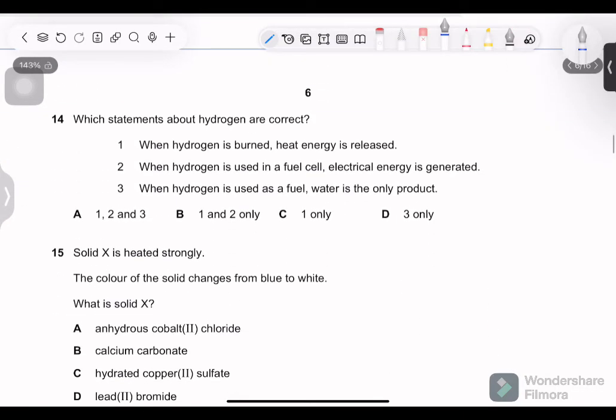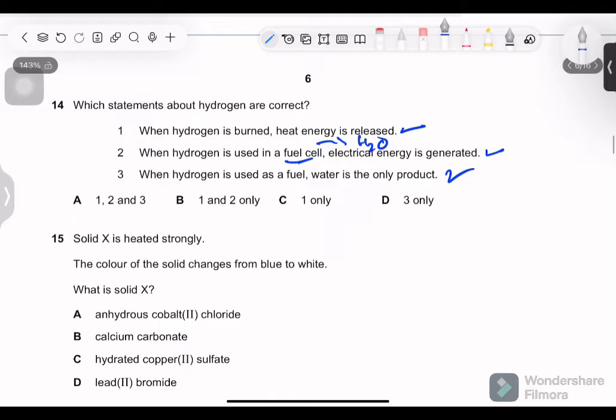Which statements about hydrogen are correct? When hydrogen is burned, heat energy is released. Well, why not? Yes. When anything is burned, heat energy is released because combustion is an exothermic reaction. When hydrogen is used in a fuel cell, electrical energy is generated. Yes, what other purpose does a fuel cell have if electricity is not generated? When hydrogen is used as a fuel, water is the only product. Yes, a fuel cell only has water as the waste product. So 1, 2, and 3, all are correct.